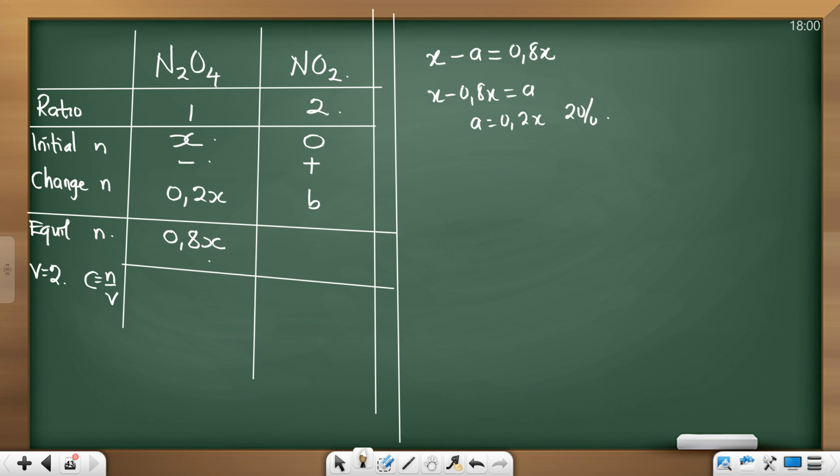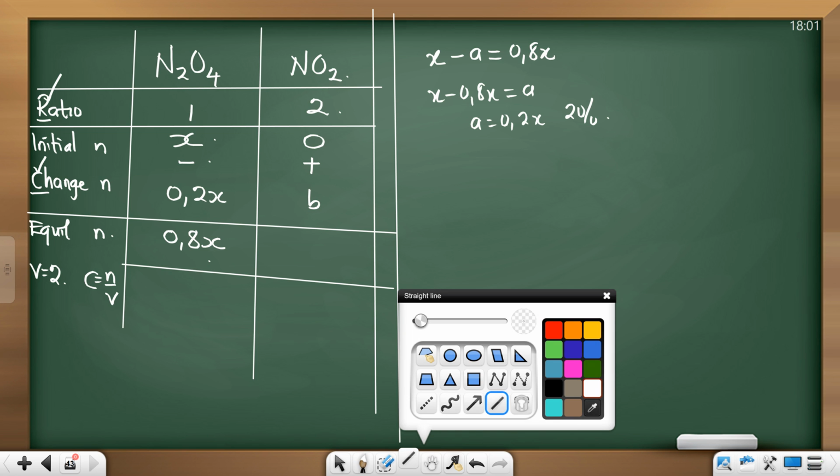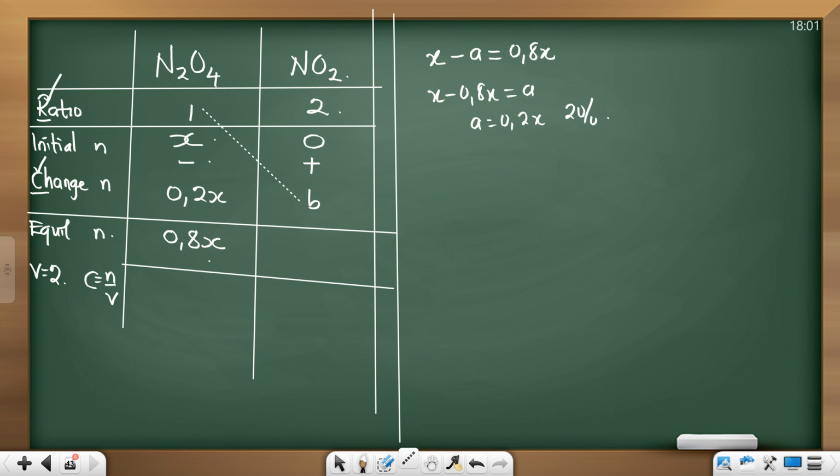This is where I use my ratio. We call it a rice table, right? Rice is better eaten with chicken. RNC. When I eat rice, I want to eat chicken. So, I cross multiply. My rice and your chicken, your rice and my chicken. That will give me the value of B. What is 1 times B? B. What is 2 times 0.2x? Do the math. 0 plus 0.4x will give you 0.4x.